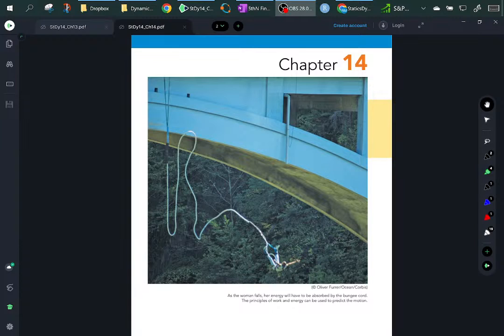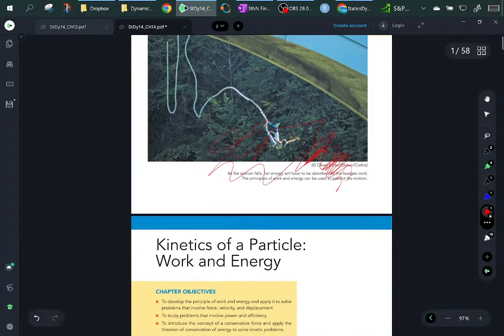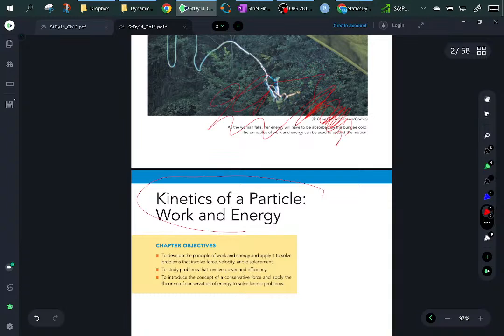All right, so what you see here is chapter 14. I've decided to use this in a PDF book because, as you can see, I can write on the screen there. Of course, this section is titled Kinetics of Particle Work and Energy. What I'm planning to do is go through the entire chapter, copying sections and giving you a perspective for the whole thing, and then giving you my perspective at the end.